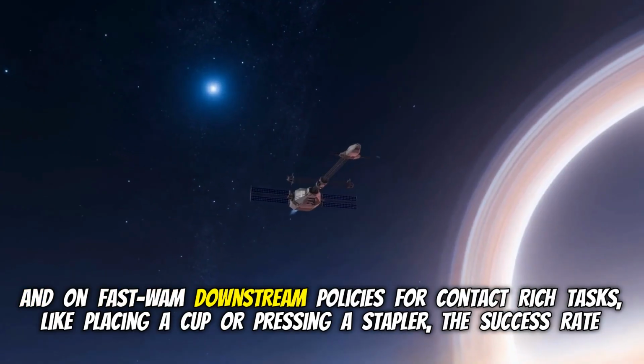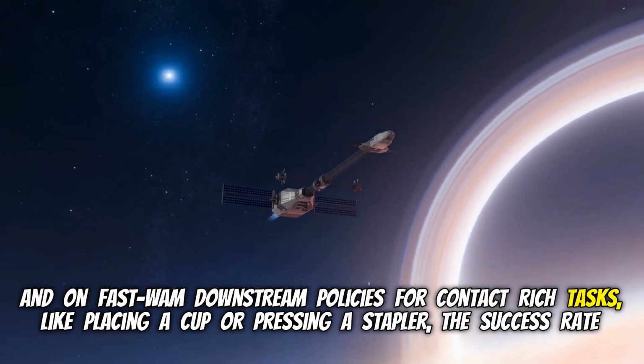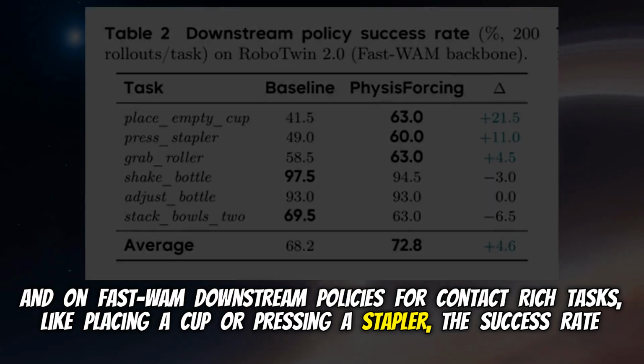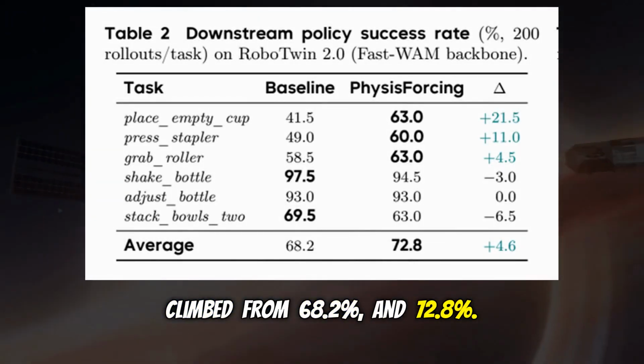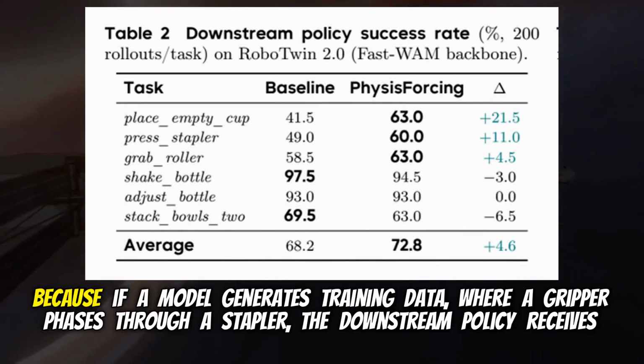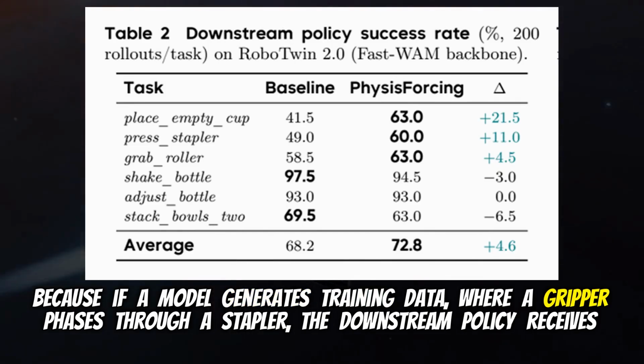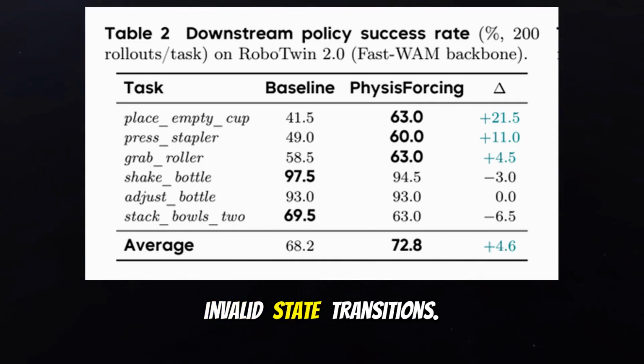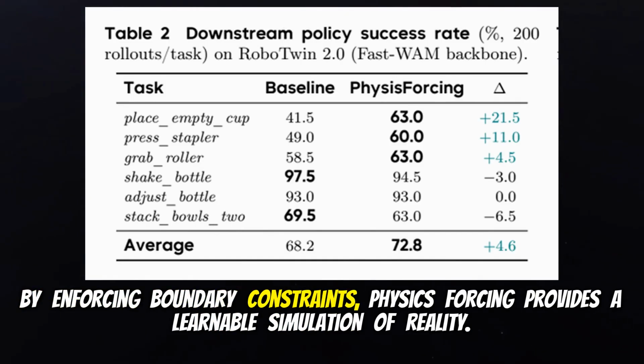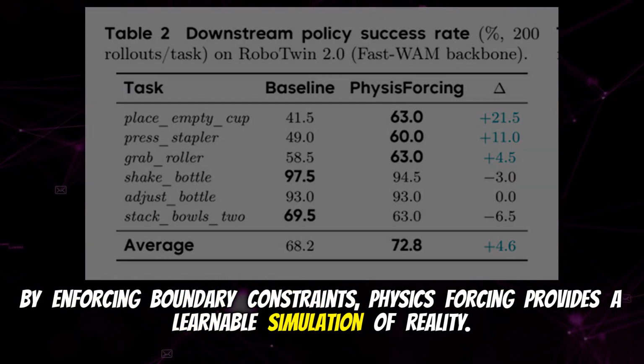And on FastWAM downstream policies for contact-rich tasks, like placing a cup or pressing a stapler, the success rate climbed from 68.2% to 72.8%. Because if a model generates training data where a gripper phases through a stapler, the downstream policy receives invalid state transitions. By enforcing boundary constraints, PhysisForcing provides a learnable simulation of reality.